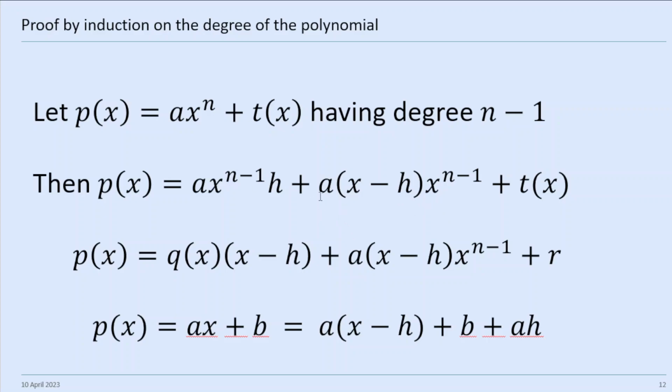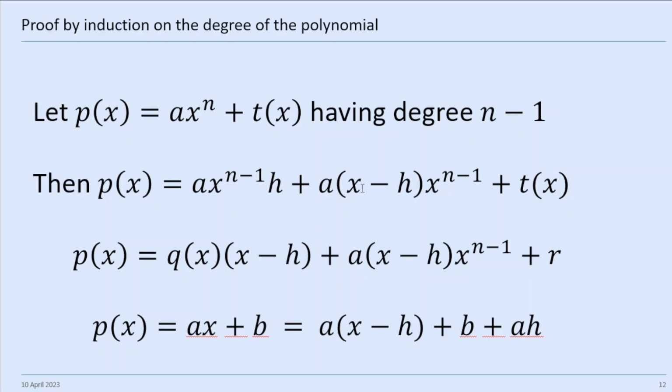So what you've got is a times x to the n minus 1, which is the ax to the n bit. Then you've got a times minus h times x to the n minus 1. Then you've got a times h times x to the n minus 1. So these two terms cancel. So this is indeed just ax to the n. And the point about this is a polynomial of lower degree, of degree n minus 1.